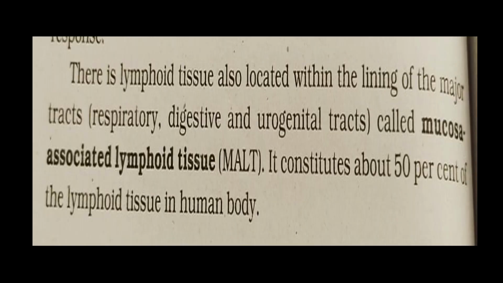There is lymphoid tissue also located within the lining of the major tracts, respiratory, digestive, and urogenital tract, called mucosa-associated lymphoid tissue, or MALT. It constitutes about 50% of the lymphoid tissue in human body.